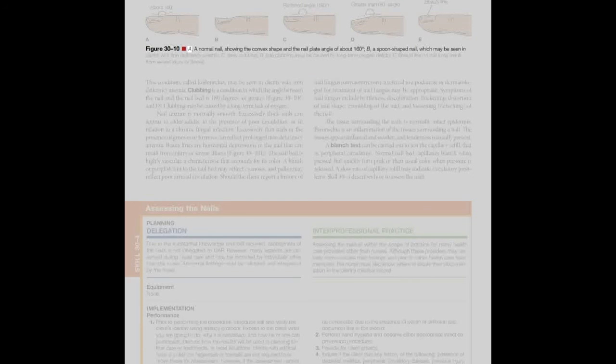Figure 30-10A: a normal nail, showing the convex shape and the nail plate angle of about 160 degrees. B: a spoon-shaped nail, which may be seen in clients with iron deficiency anemia. C: early clubbing. D: late clubbing, may be caused by long-term oxygen deficit. E: Beau's line on nail, may result from severe injury or illness. Assessing the nails, Skill 30-4.